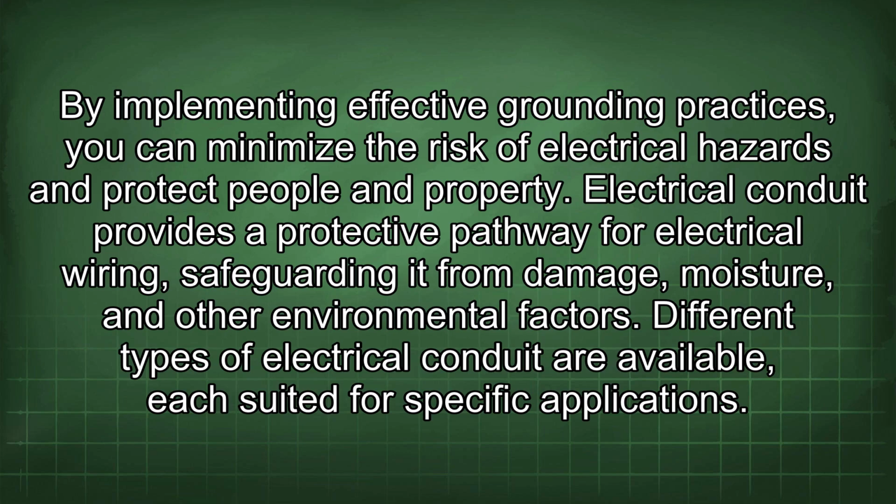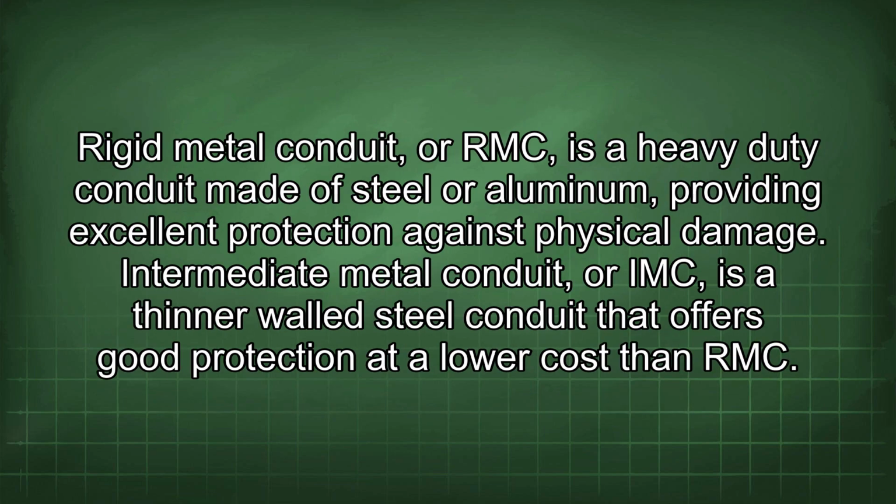Electrical conduit provides a protective pathway for electrical wiring, safeguarding it from damage, moisture, and other environmental factors. Different types of electrical conduit are available, each suited for specific applications. Rigid metal conduit, or RMC, is a heavy-duty conduit made of steel or aluminum, providing excellent protection against physical damage. Intermediate metal conduit, or IMC, is a thinner-walled steel conduit that offers good protection at a lower cost than RMC.